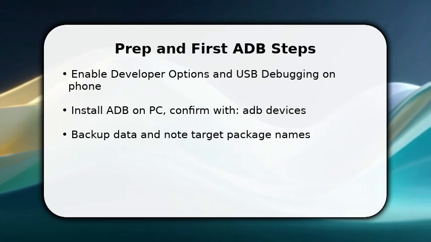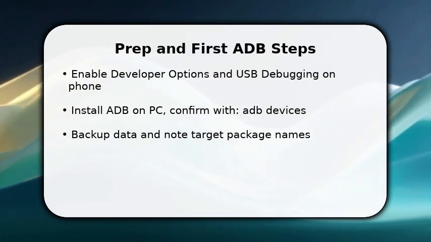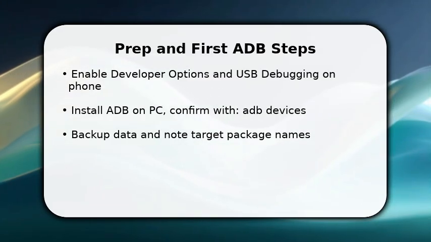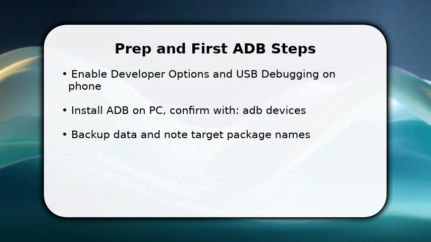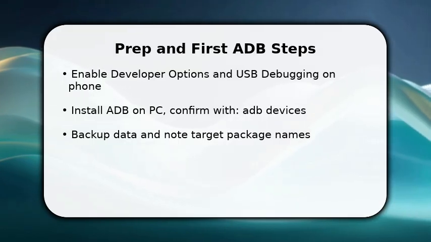You start by enabling developer options and turning on USB debugging so the PC can talk to the phone. Install ADB on your computer and connect the phone. Run adb devices to confirm a connection.